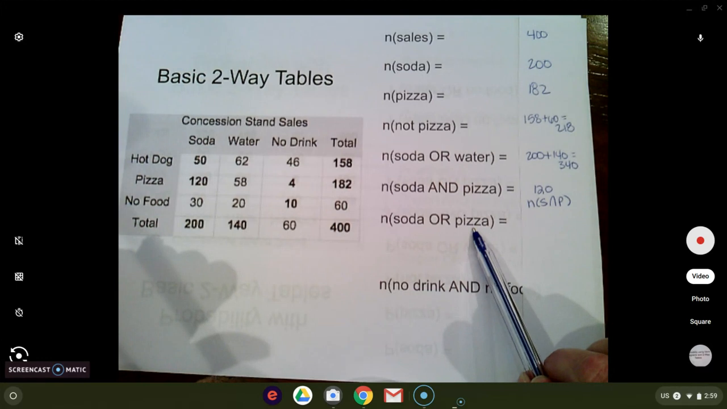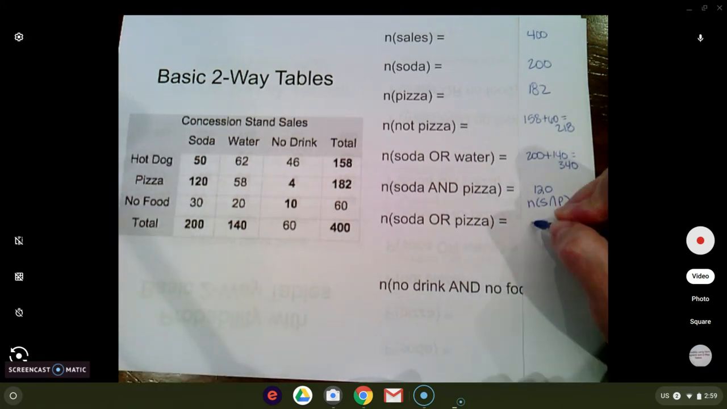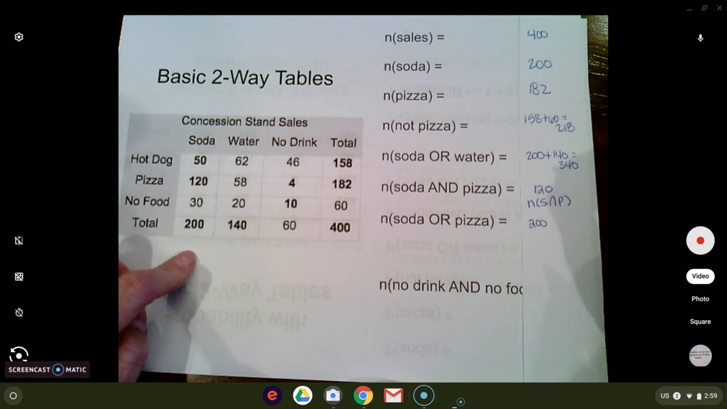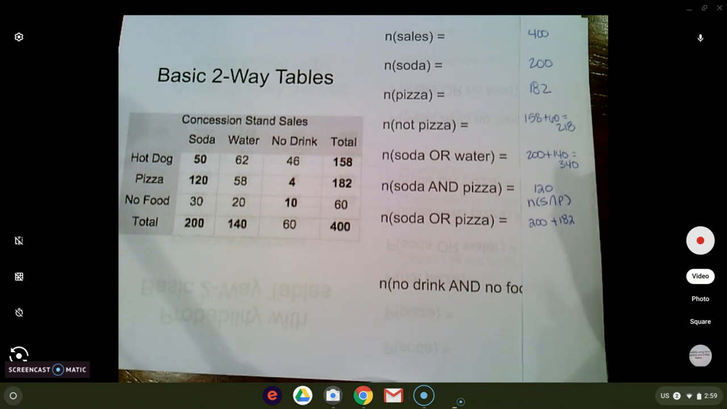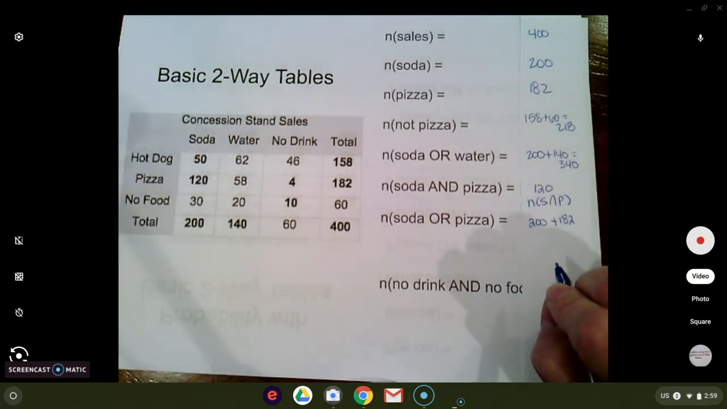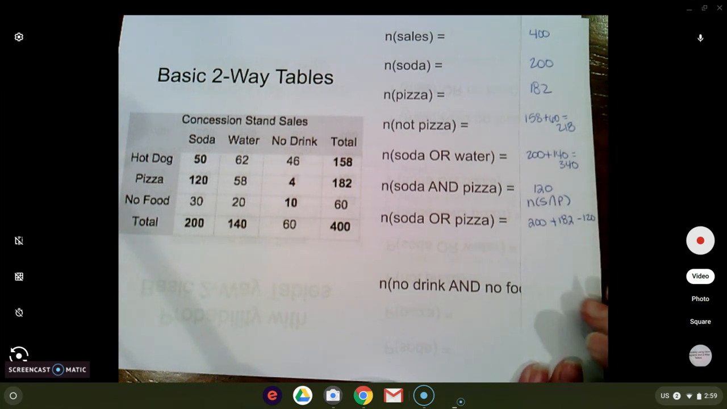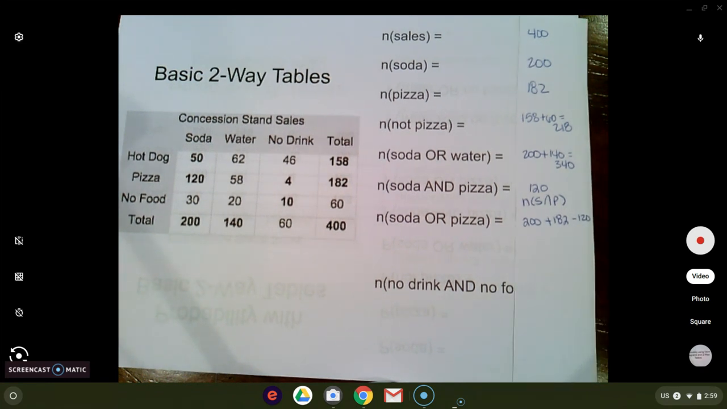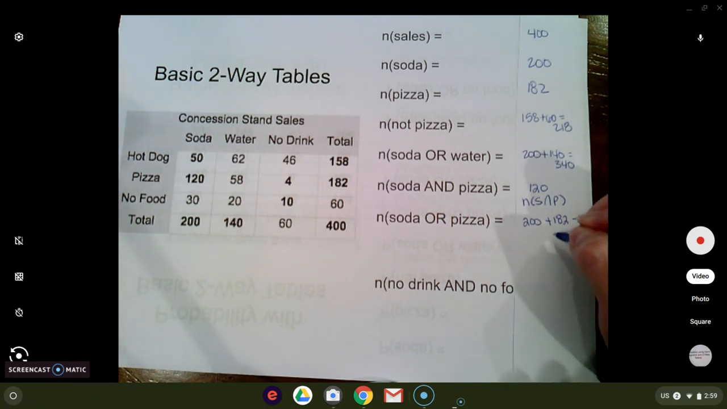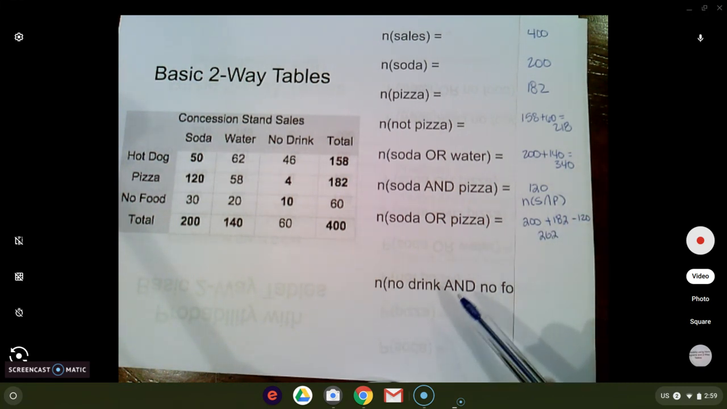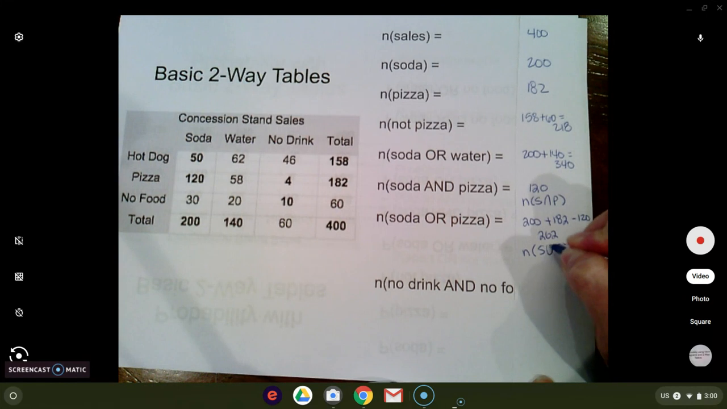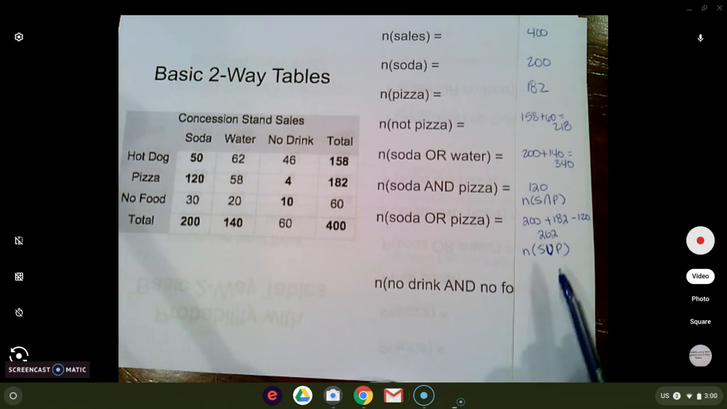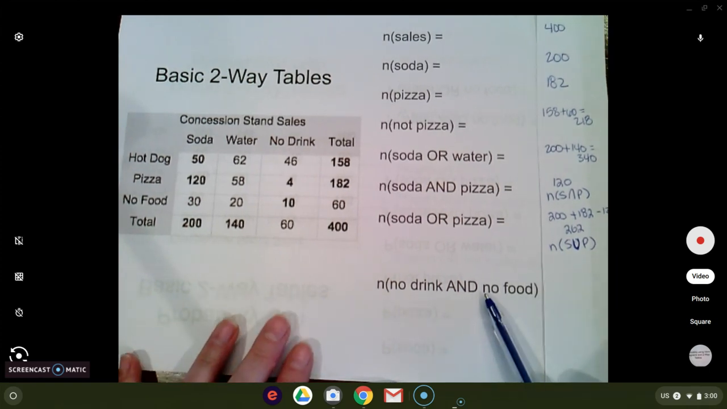Okay, soda or pizza. Let's have a look. So 200 people ordered something with a soda. 182 ordered something with a pizza, but look, I have double counted these 120 people in here. So I have to subtract them off. Okay, let's do the math real quickly here. It's 262. So there are 262 people that ordered soda or pizza. Please realize that you can also use the or symbol, which is the union symbol. That's supposed to look like an upside down U. Okay, the union symbol.